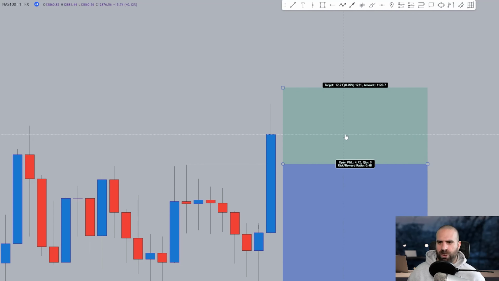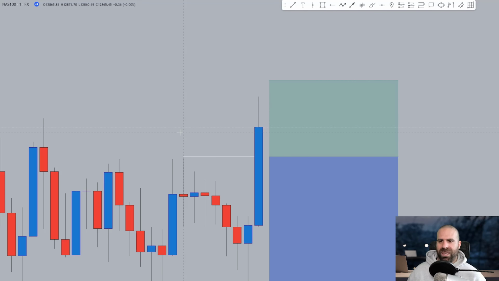Why do I call it the potential fair value gap? Because the next candlestick has not been formed yet. We don't know if the next candlestick is gonna fill in this gap right here. The potential fair value gap is very, very strong.